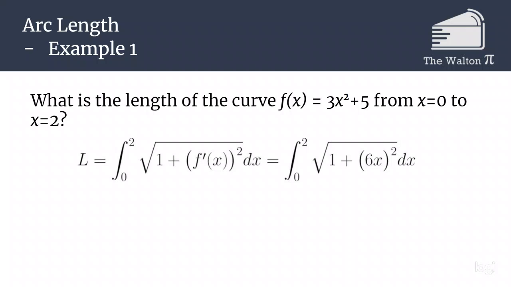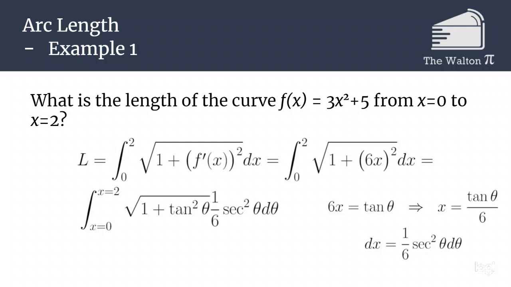Now, in order to integrate this, we are going to have to do a trig substitution. We are going to substitute tangent of theta for 6x. In other words, x is tangent of theta over 6. Then dx is 1/6 secant squared theta d theta. Plugging all of those in, we get the integral from x equals 0 to x equals 2, because I did not want to convert that into theta limits.